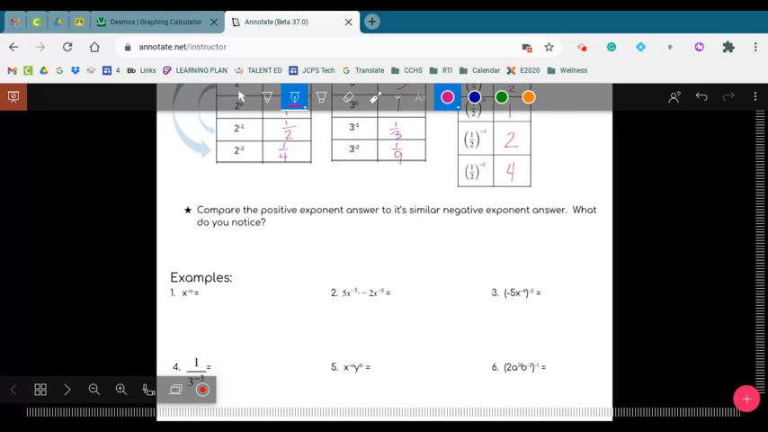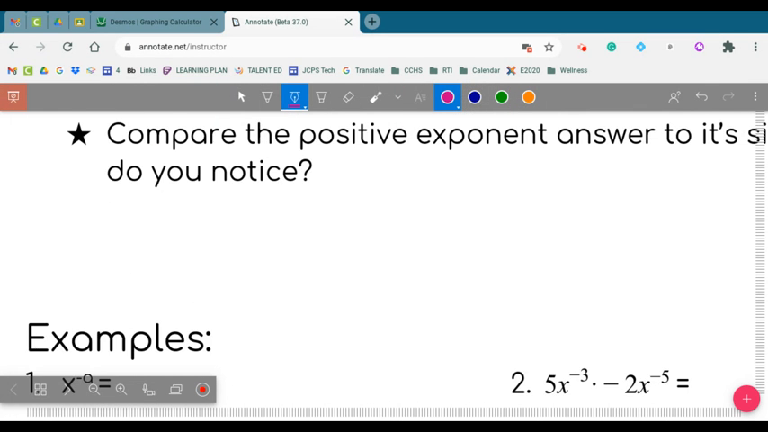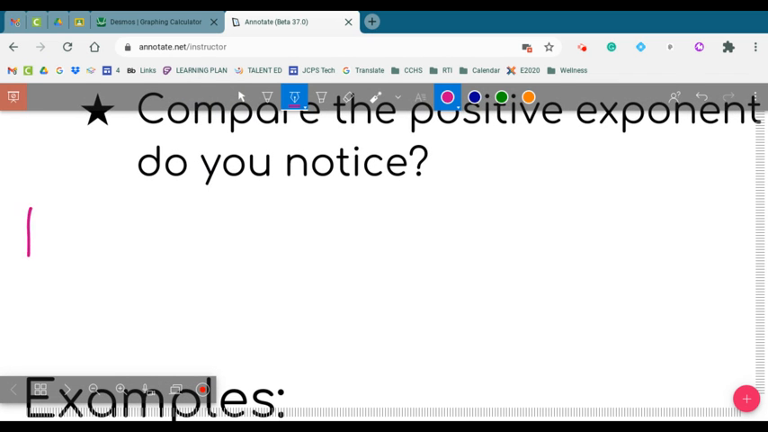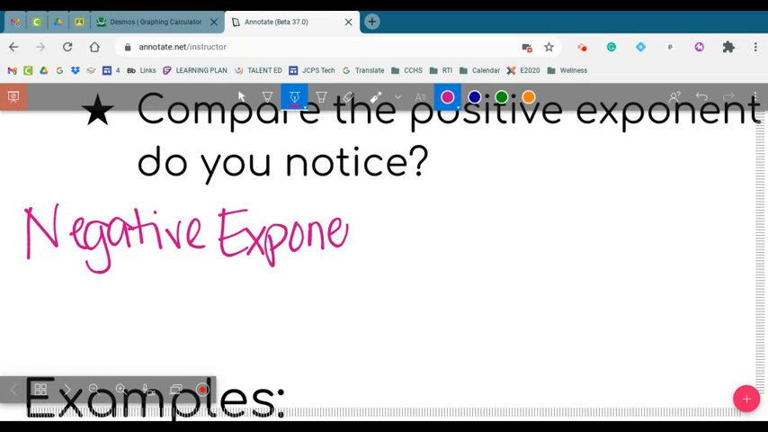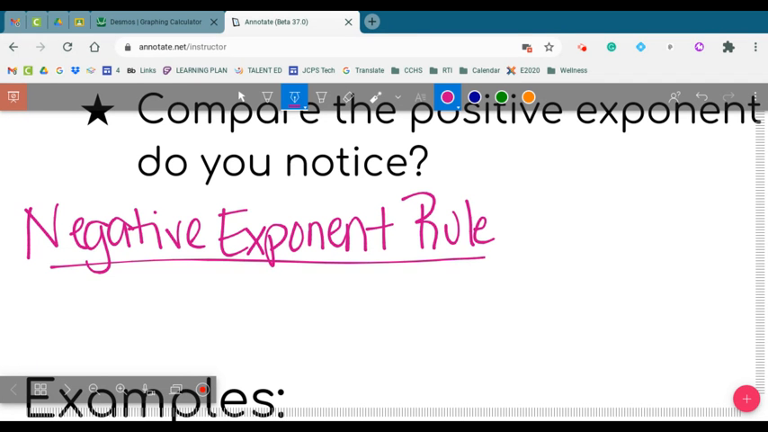Okay, so our negative exponent rule, I'm going to write this down. Sorry, I thought there was a box. I was looking for the exact rule. So our negative exponent rule states, sorry, you guys have to write all this down.